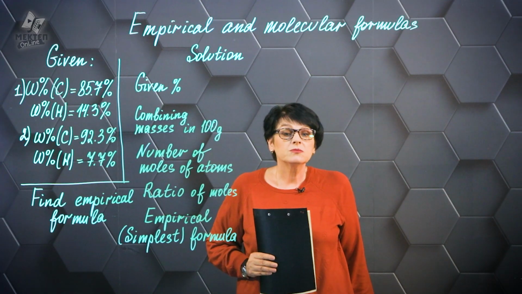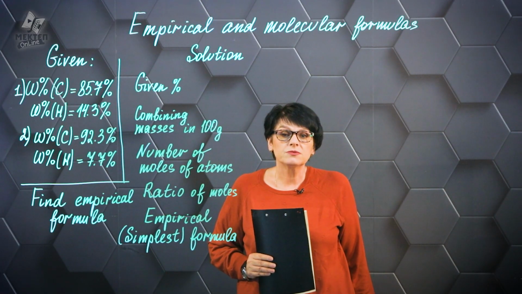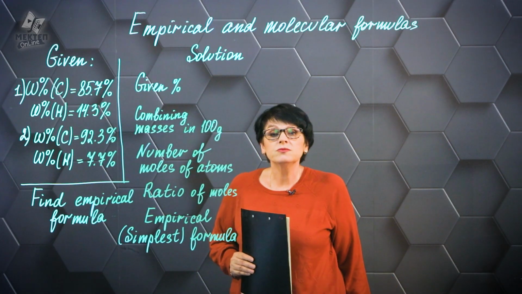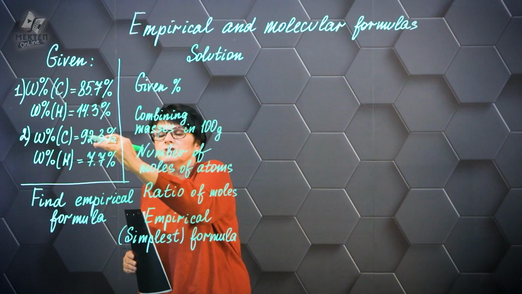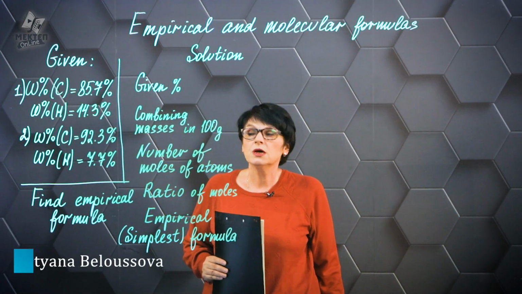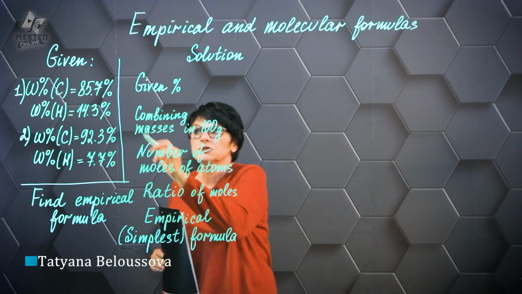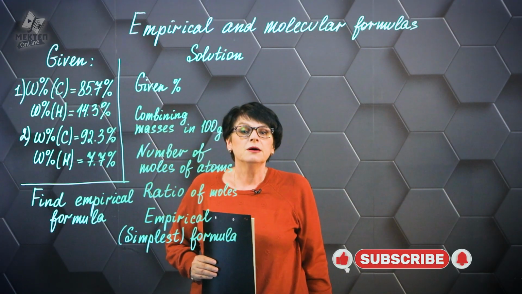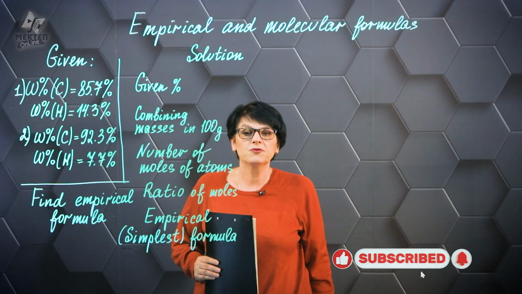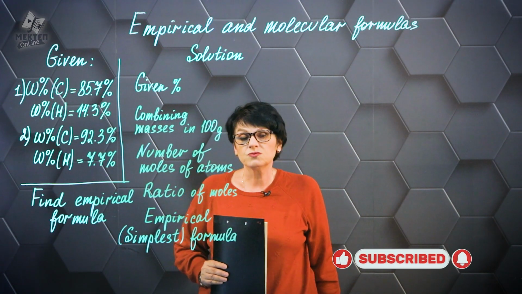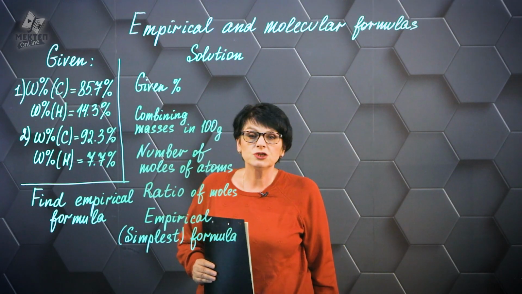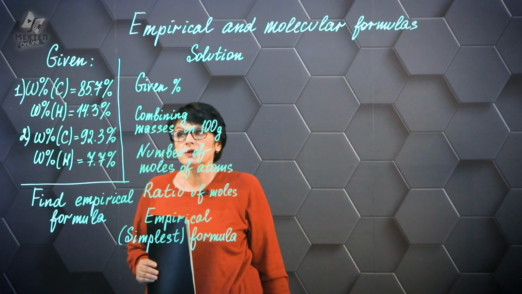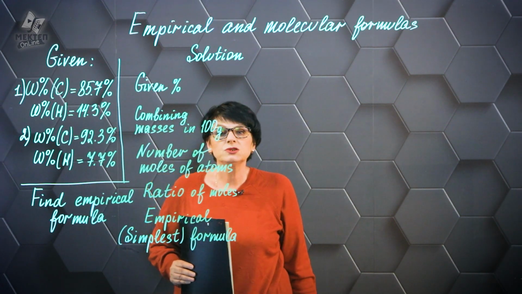Hello. Today we will be solving problems on determining empirical and molecular formulas. According to the conditions of my problem, two substances composed of carbon and hydrogen are presented. For each of these substances, the so-called mass fractions of elements are indicated, expressed as percentages. If we express the composition of the entire substance as 100%, the share of carbon, for example, in the first substance is 85.7%, and the share of hydrogen is 14.3.